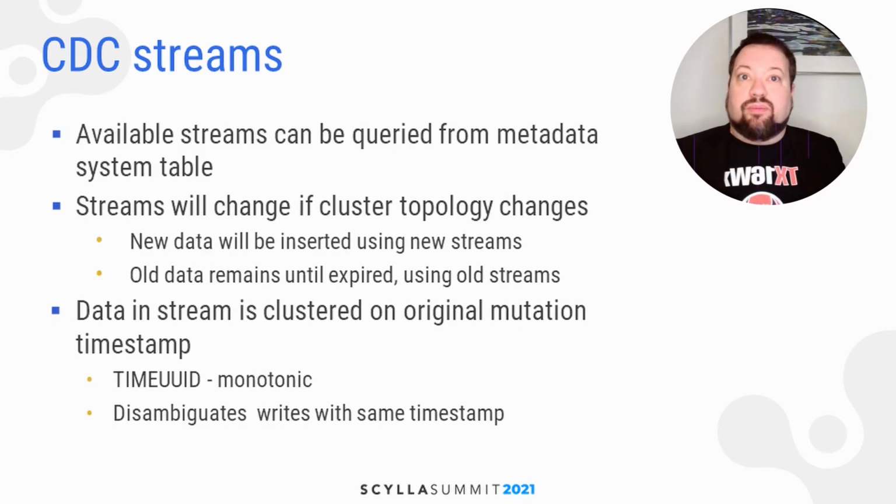The CDC streams available can be queried from metadata system tables. Now this will change if a cluster topology change happens, because this changes the tokenization of the original data. This means that data written into the log after the topology change will be using the new streams, whereas the old data will be using the old expired stream IDs still. Data in a single stream is clustered on the original mutation timestamp as a monotonically growing time UUID. This is to be able to differentiate writes to the original table that used the same timestamp.